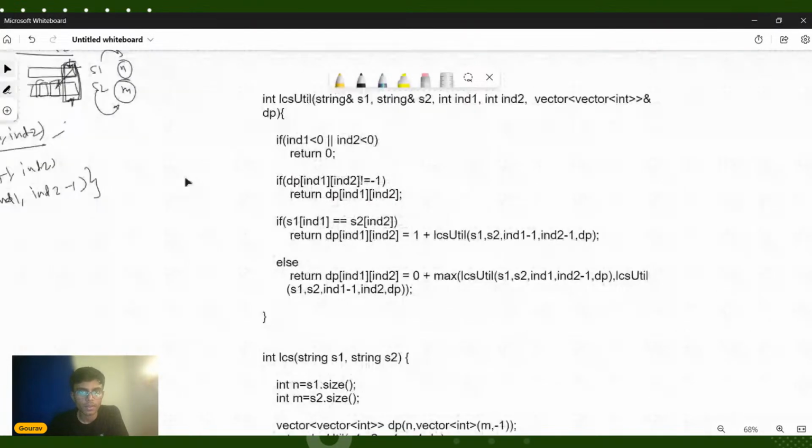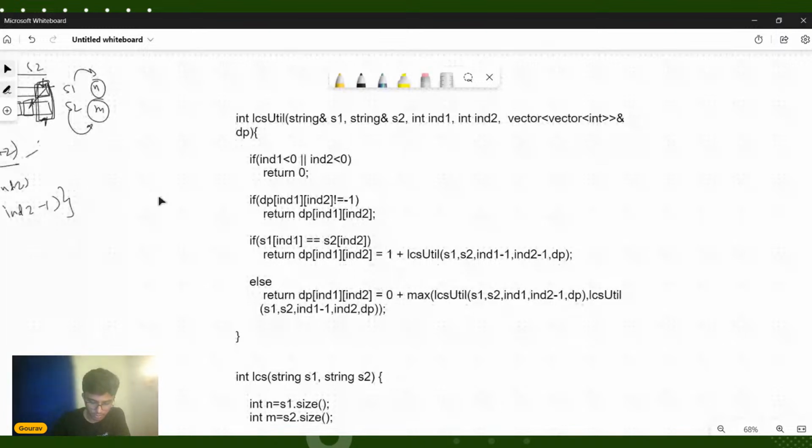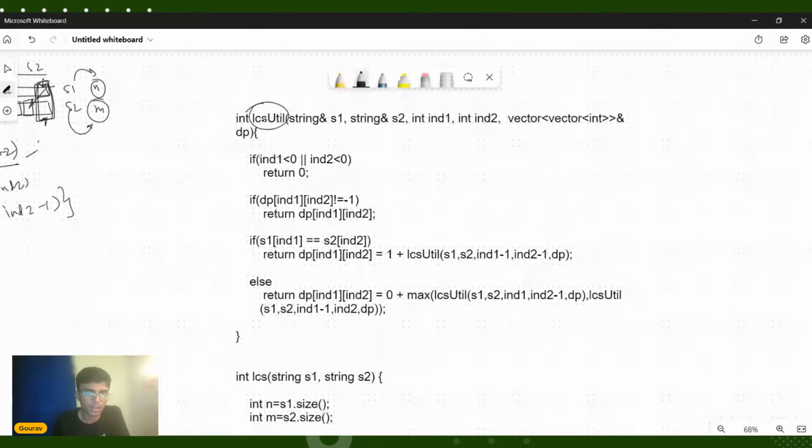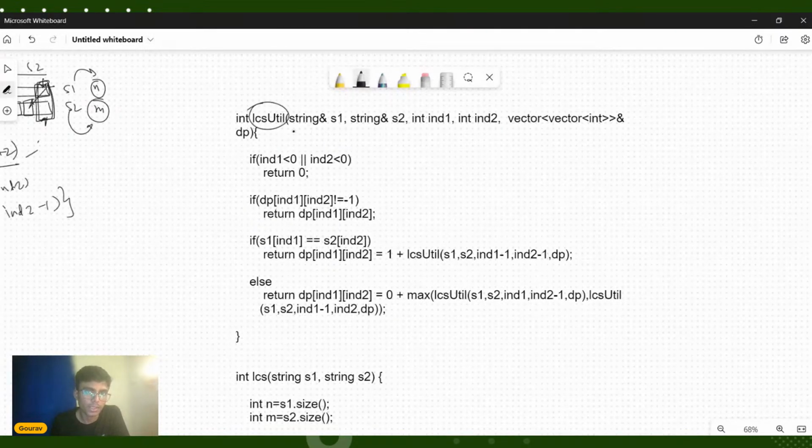So first of all, what exactly do we have here? We have a function called the LCS utility function. This is a utility function accepting two strings, s1 and s2, because we want to do our operation here. It is also accepting two indexes, n1 and n2, as I just described, and we are also giving a DP table. Initially, this DP table has been filled with -1.